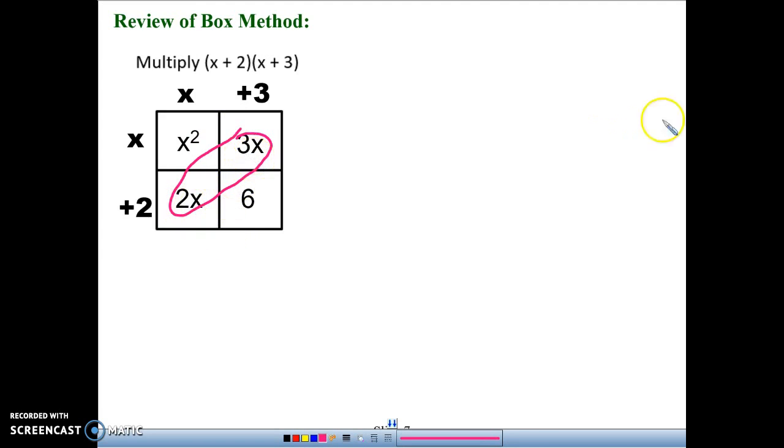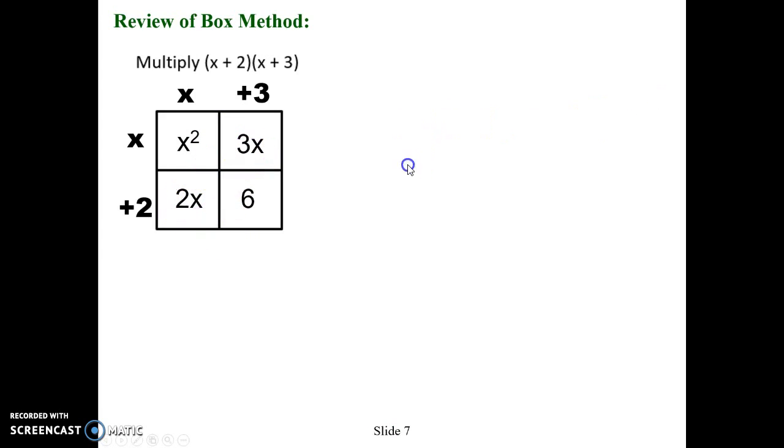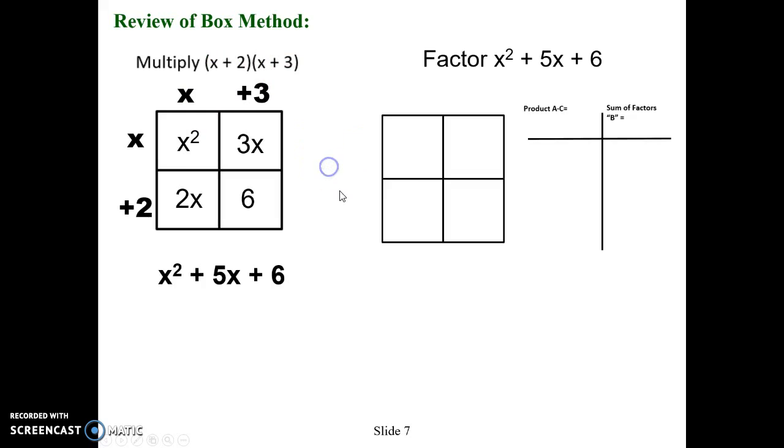The 2x plus the 3x gives you 5x. So our answer is x squared plus 5x plus 6. That's exactly what we got the last time we multiplied these together. Now let's take our product of x squared plus 5x plus 6 and let's factor it back into its two factors. And I'm still going to use the box, and I still have to use my little t-chart.